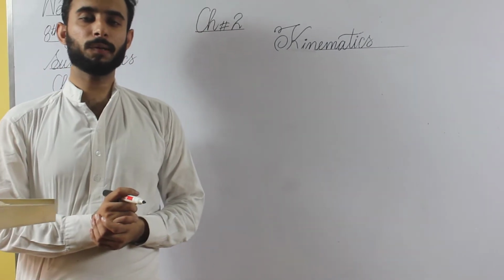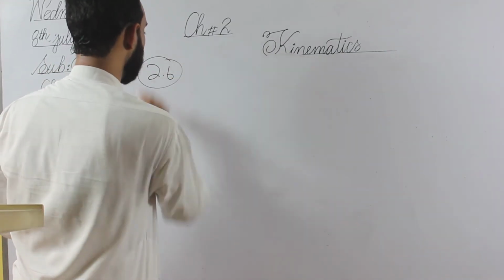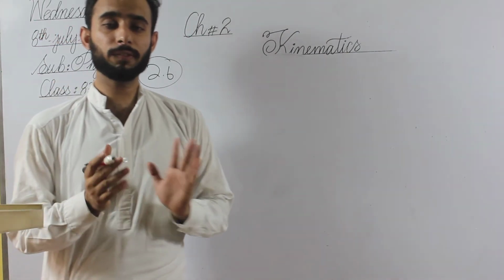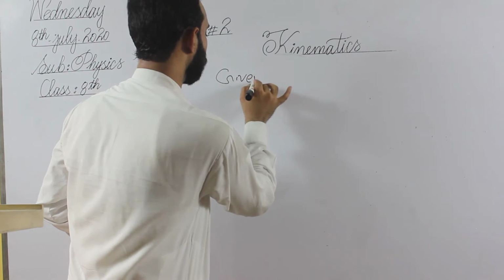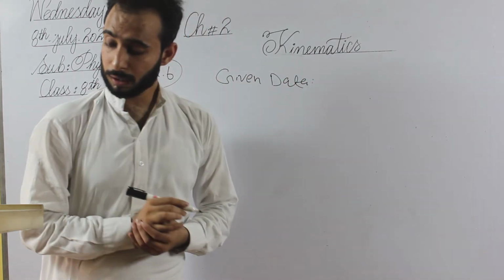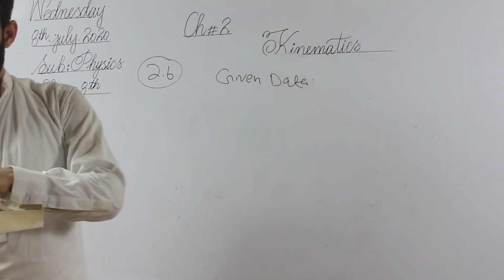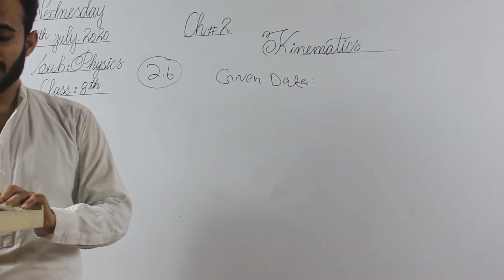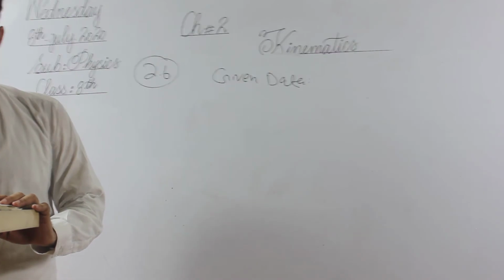Now solve numerical number 2.6. Again, just like the previous numerical, we should first of all find the given data. A train starts from rest with an acceleration of 0.5 meter per second square. Find its speed in kilometer per hour when it has moved through 1 kilometer.